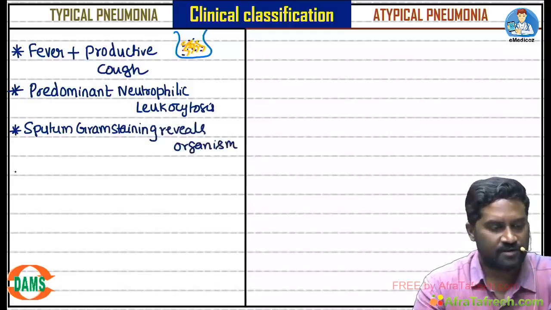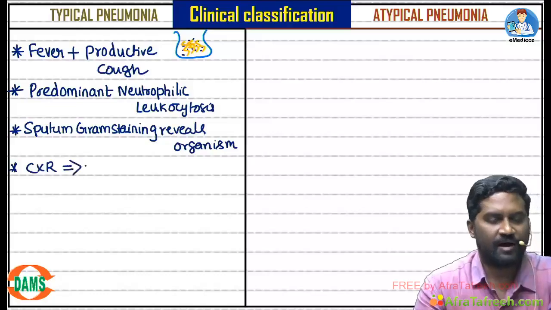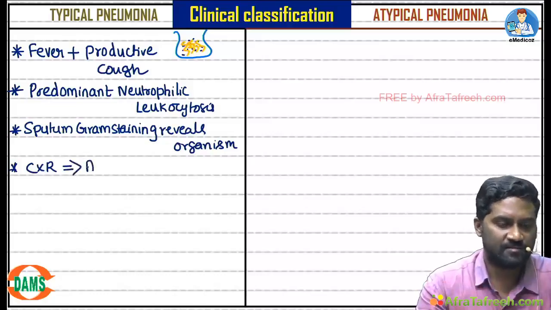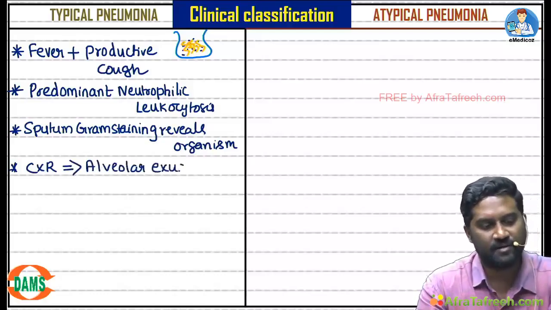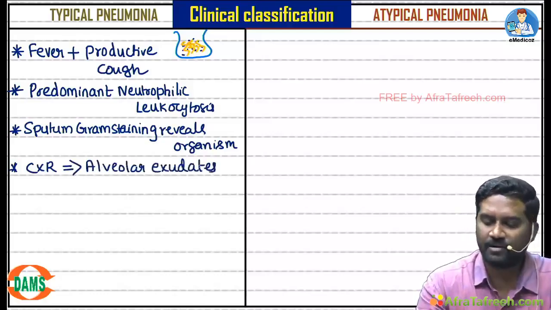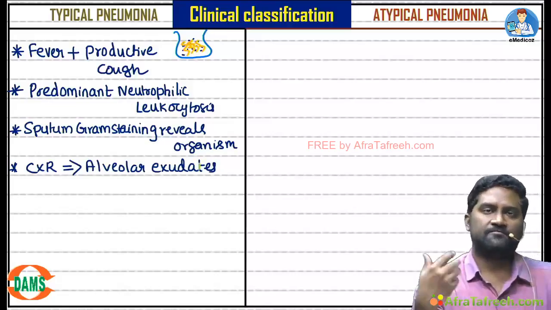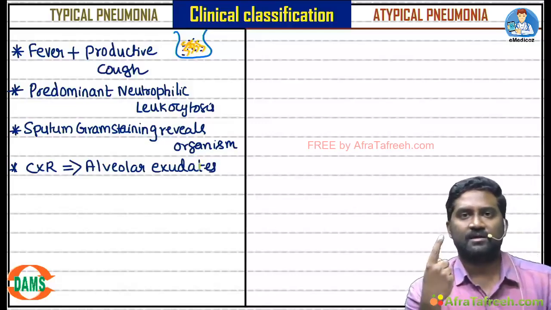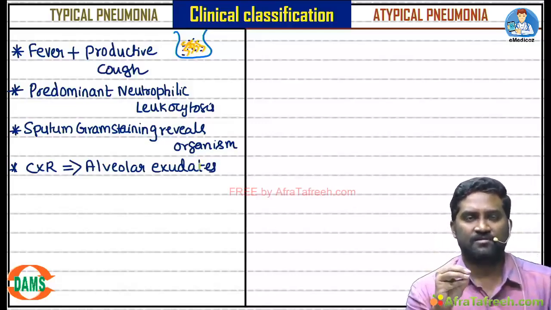If you take a chest X-ray, all these alveolar secretions can be seen as alveolar exudates, a consolidatory pattern. This is how a routine pneumonia presents. Patient will come to me with a fever and productive cough. In his blood neutrophils will be elevated. His sputum will show organisms. Chest X-ray will show alveolar exudates.